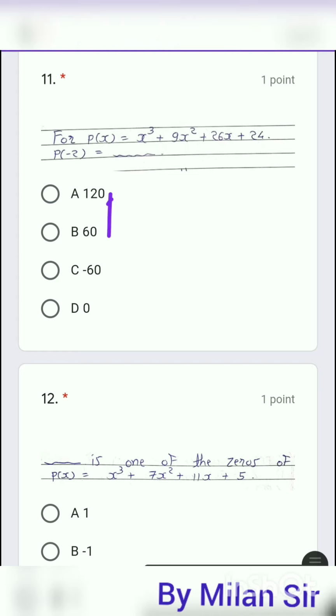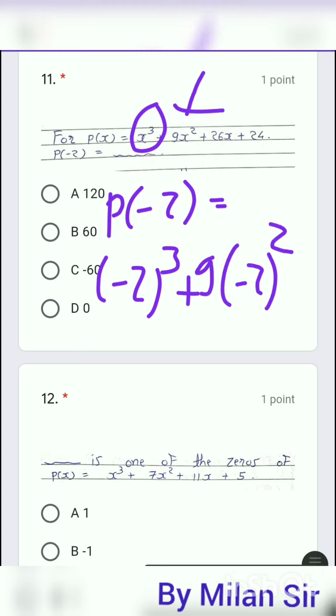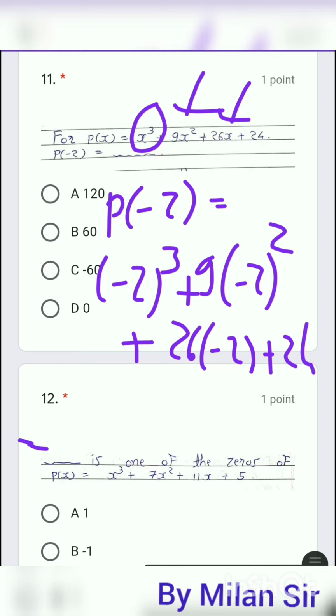So p of minus 2 is equal to x cube, so minus 2 all cube, plus 9x square, so 9 into minus 2 square, plus 26x, so 26 into minus 2, plus 24. Now here minus 2 all cube is 8, 2 cube, that means 2 multiplied by 2 multiplied by 2, three times. So 2 times 2 is 4, 4 times 2 is 8. And here our exponent is odd, so the negative number remains negative. So minus 8.